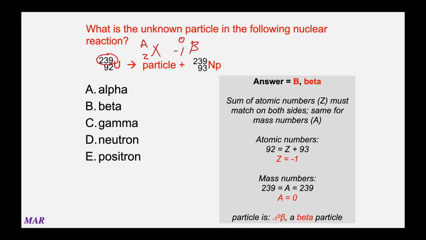Either way is fine. So this problem, this uranium-239, is undergoing essentially beta emission. Emission means that it's being given off, and that missing piece here is a beta particle.